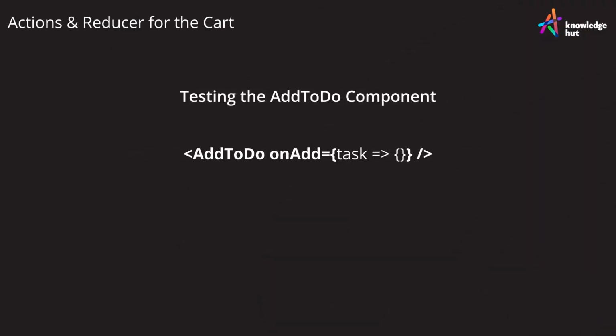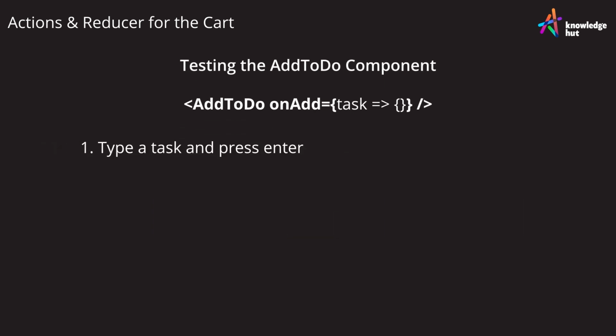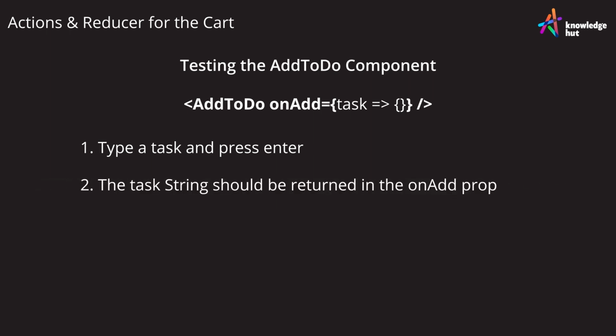Before we write the test case, let's understand what this test will evaluate. Defining the intent of your test case is important to be able to write them effectively later. So for the AddToDo component, we wish to test two things mainly. Type a task, then press enter, and the component should invoke a function in the onAdd prop, which provides us with the task string that the user has typed. Upon pressing enter, the input field should be cleared out and reset.